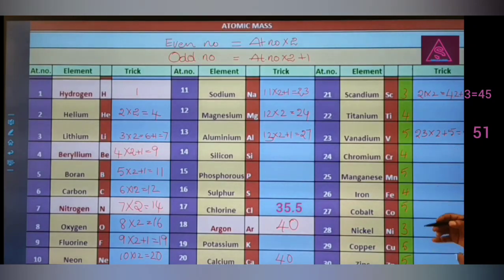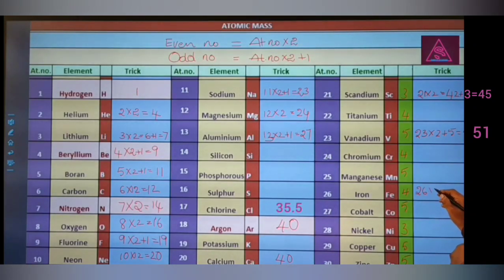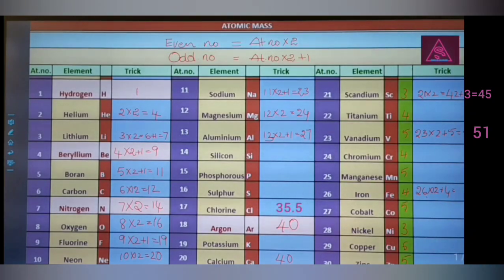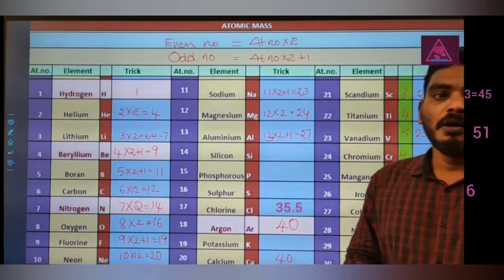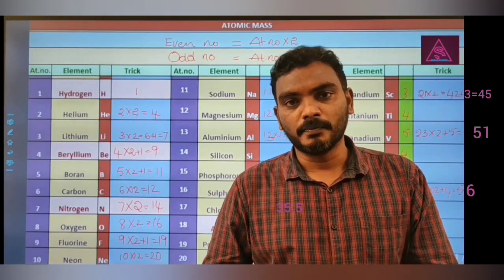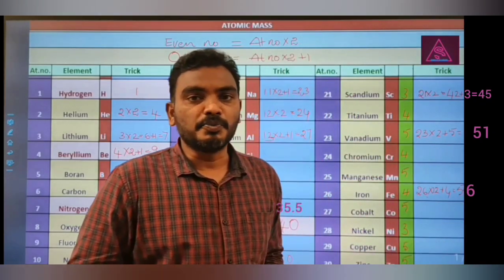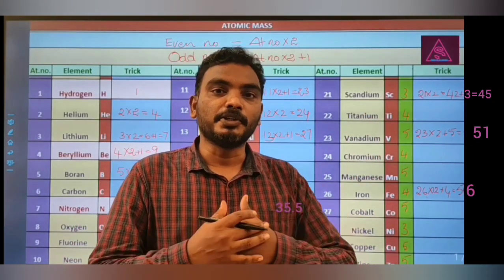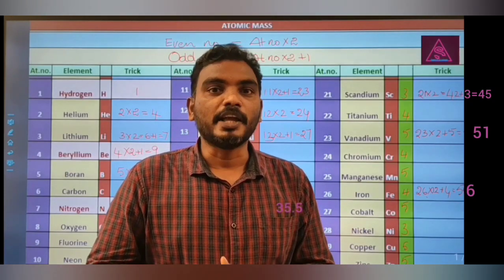For iron, 26 into 2 plus 4, that is 26 into 2, which is 52, plus 4, that is 56. In the same way we calculate the atomic masses for the other atoms. Here I am leaving some spaces, you have to complete those columns and send me the numbers. Thank you to one and all.